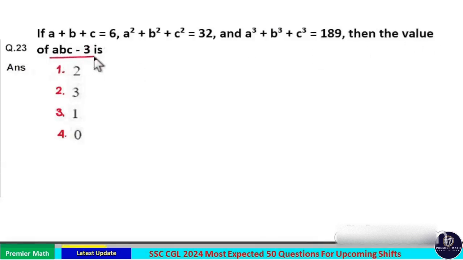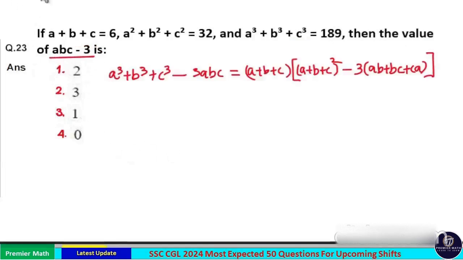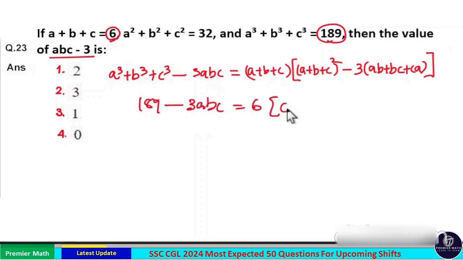Here, what is the value of abc minus 3? If you know this formula, you can directly write the answer. No need to write this, you can directly write it. That is, here a cube plus b cube plus c cube is 189. So 189 minus 3abc is equal to a plus b plus c, which is 6, into 6 square minus 3 into ab plus bc plus ca. Here a plus b plus c the whole square is 6 square.